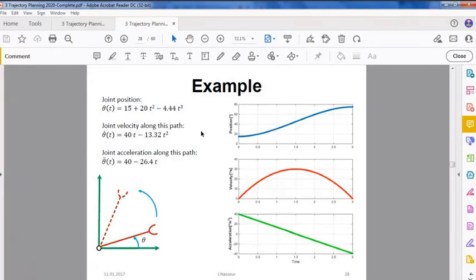Then you replace with a suitable value of t here, and then plot your graph.